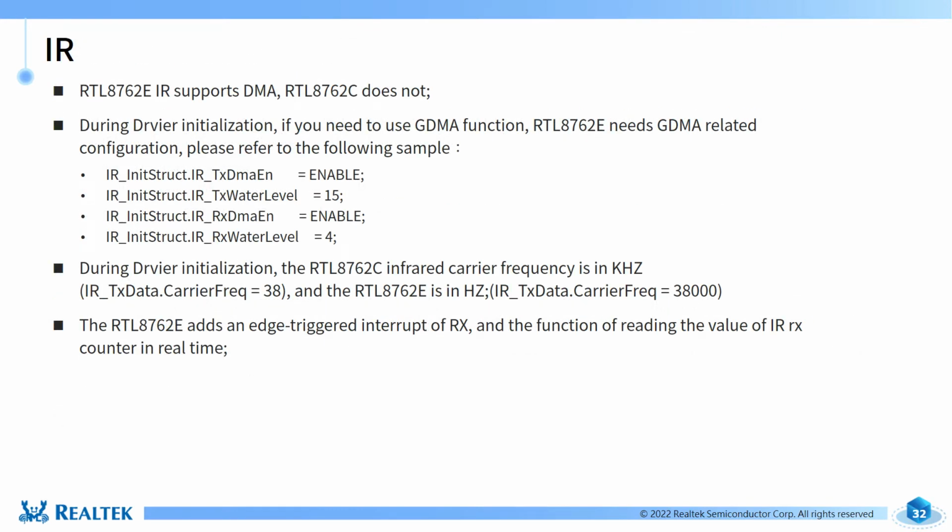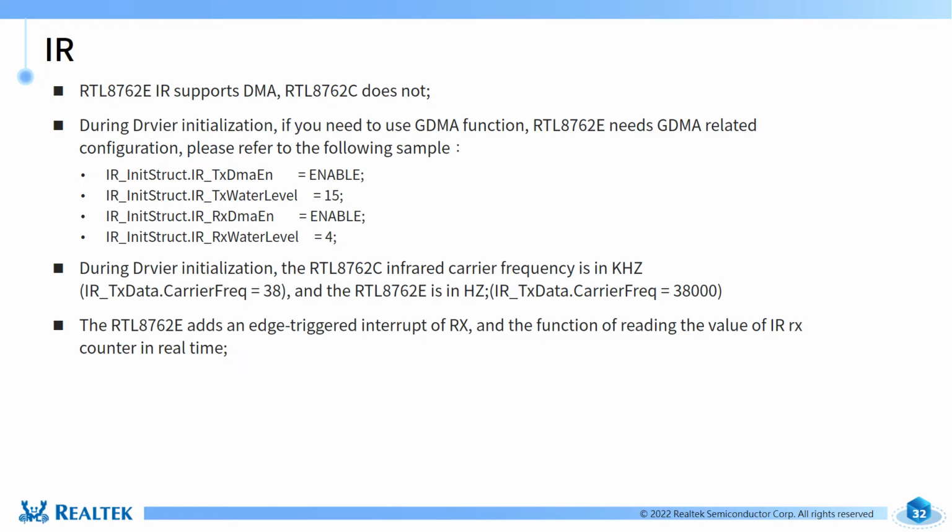The following are the differences of IR. The IR of the RTL8762E supports DMA, but the RTL8762C does not. The initialization of the driver of the GDMA function needs to be used. The RTL8762E needs GDMA related configuration. Refer to the following four examples. TX DMA enabled and RX DMA enabled need to be enabled, and set the level of TX and RX.